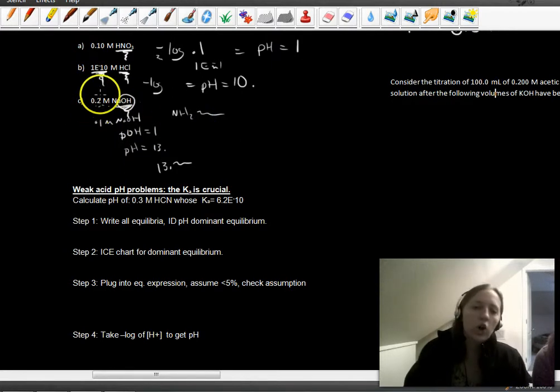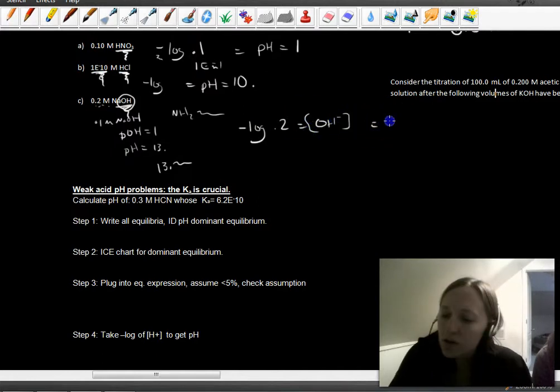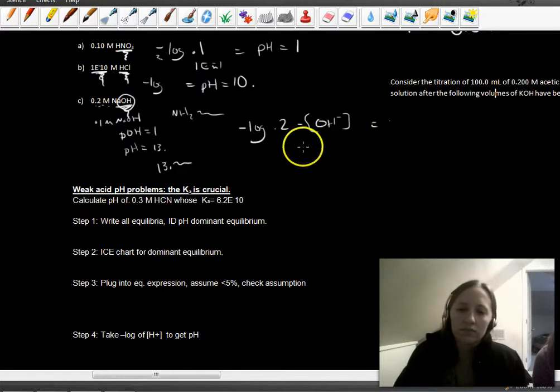Because it contains OH, all of it is dissociated just like the strong acids. And so you can do the negative log of 0.2 to get your OH minus concentration, and that gets you your pOH.